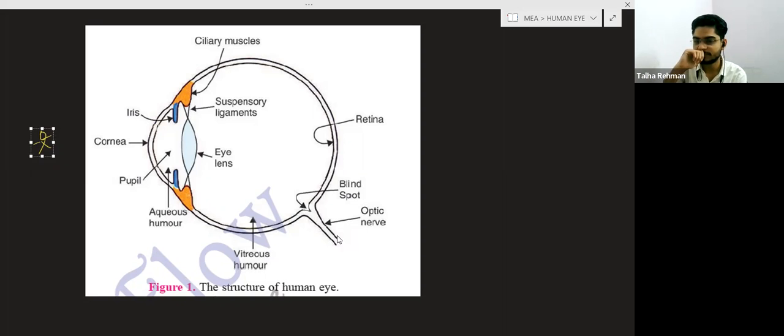Got it? And there is one more thing here. In between this eye lens and the retina, another liquid is filled, known as vitreous humor. Okay, vitreous humor.